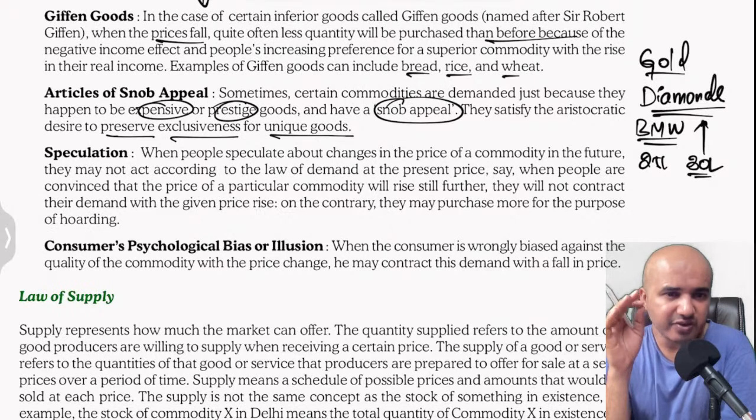So when people are convinced that the price of a particular commodity will rise further, they will not contract the demand with the given prices. On the contrary, they may purchase more for the purpose of holding.